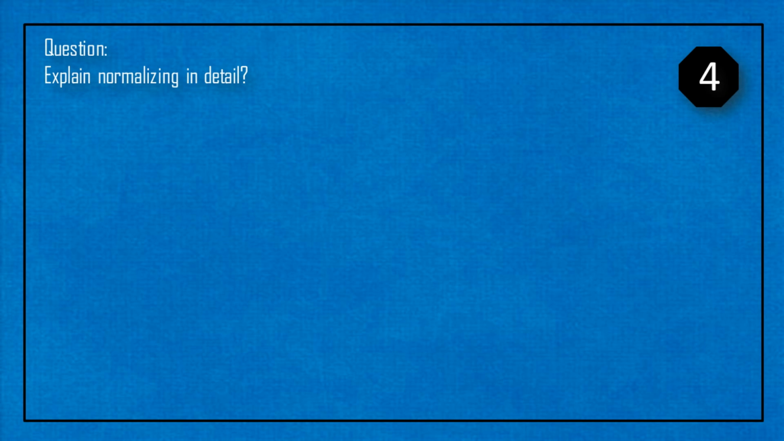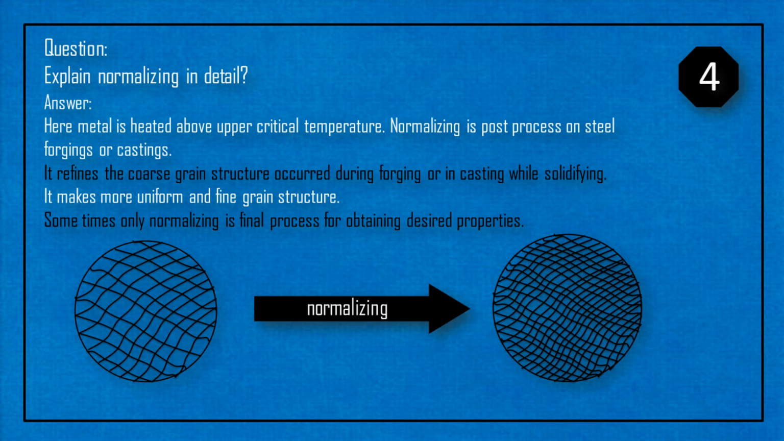Explain normalizing in detail. Here the metal is heated above upper critical temperature. Normalizing is post-process on steel forgings or castings. It refines the coarse grain structure occurred during forging or in casting while solidifying. It makes more uniform and fine grain structure. Sometimes only normalizing is final.